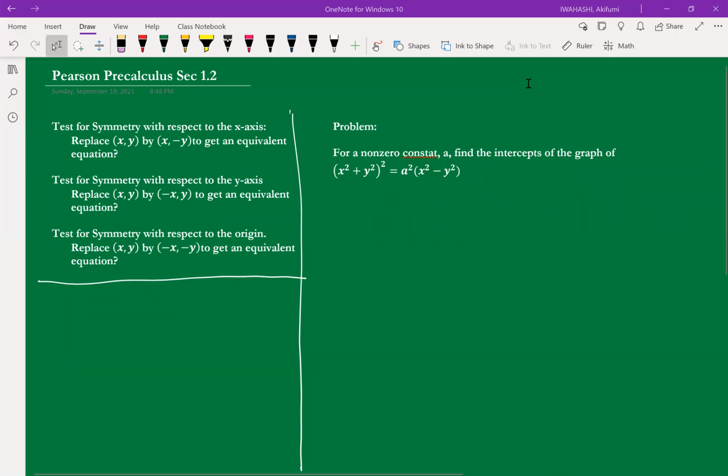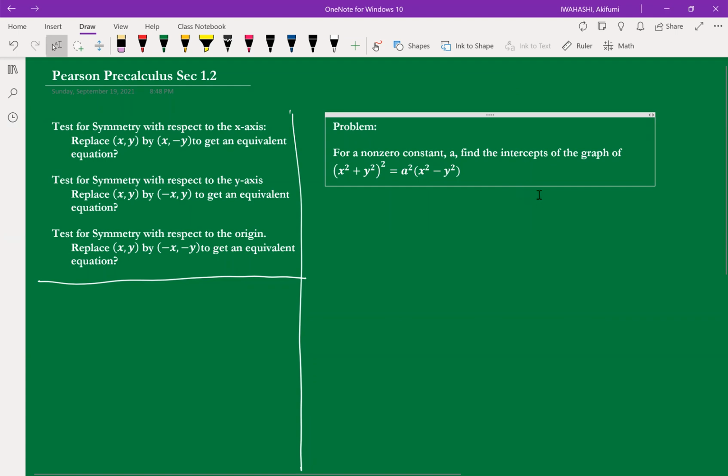Hello. This time I would like to explain one problem about the test for symmetry. This is problem number 85 from our Pearson Precalculus textbook. So here's the problem. For a non-zero constant a, find the intercepts of the graph of this equation and test for symmetry.